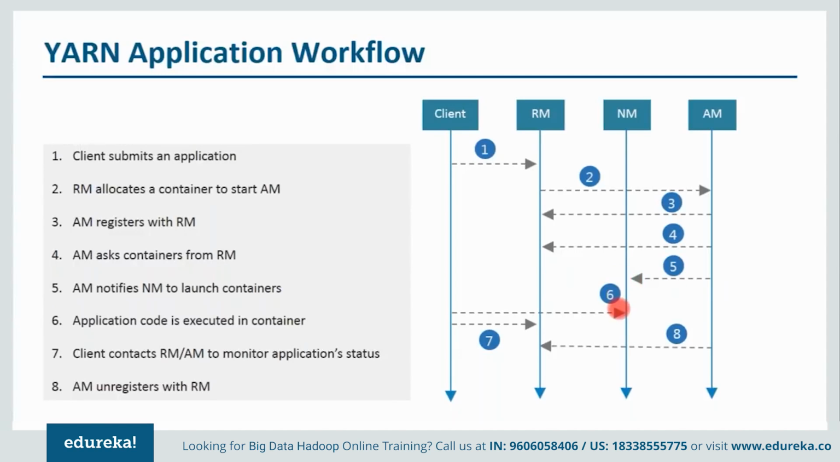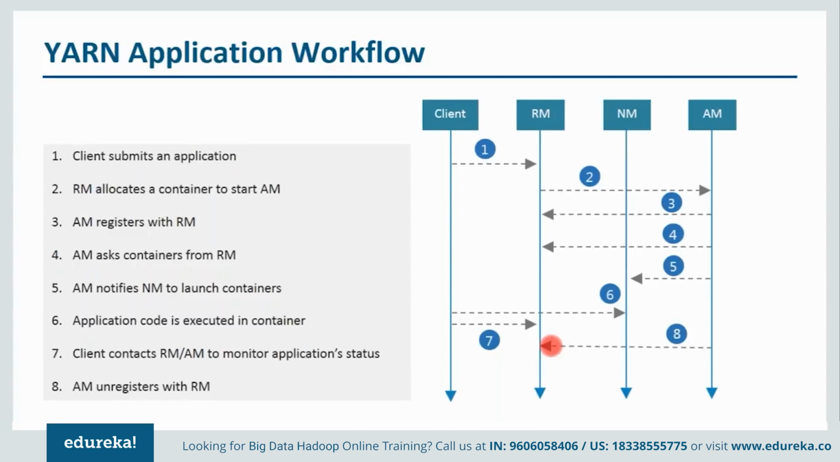Application code is executed in containers. Then the client contacts the resource manager and application master to monitor the application health. At last, the application master unregisters with the resource manager and releases all the resources acquired by it. So let us now quickly understand how YARN works.